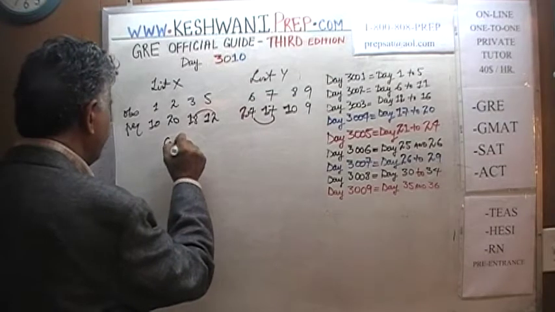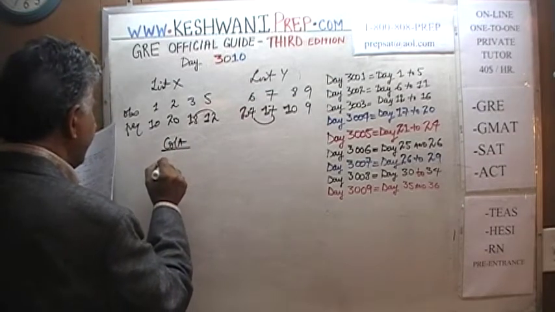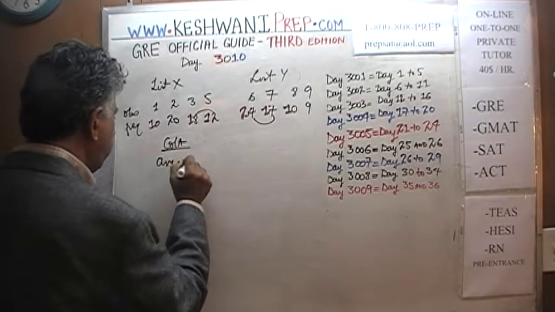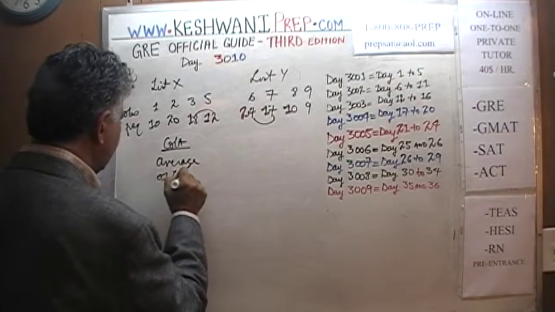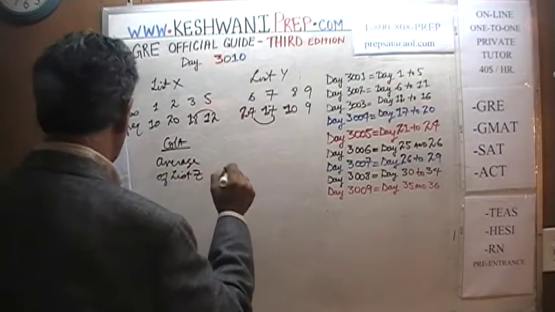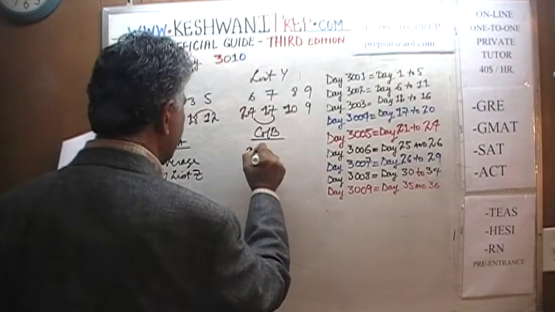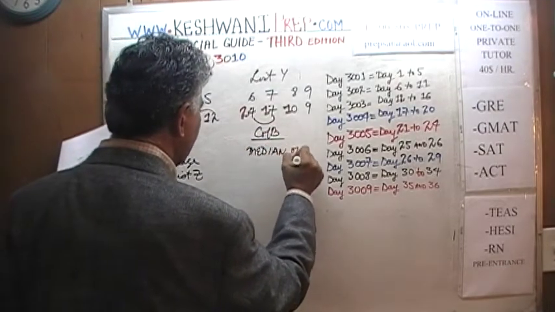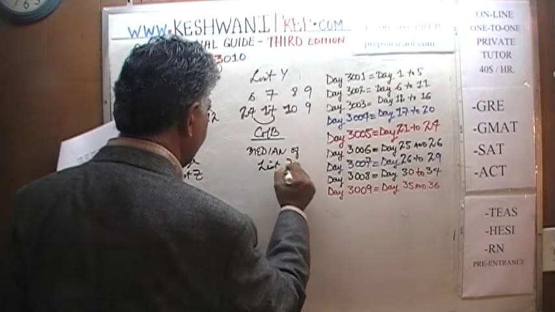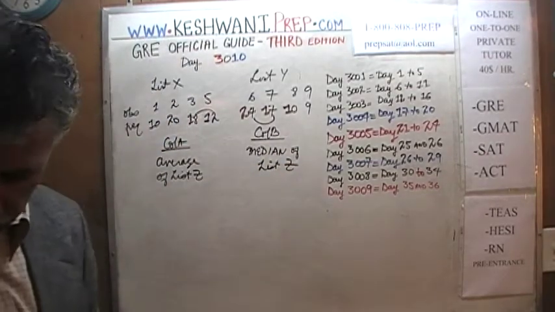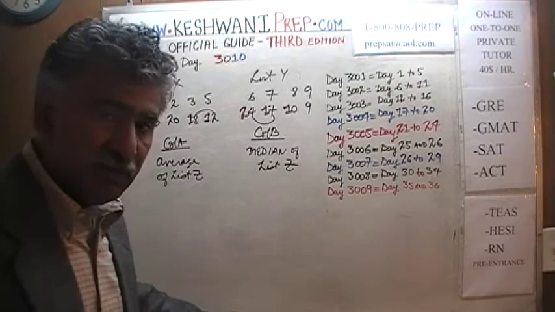Column A, we are asked to find the average of list Z, versus column B, where we are asked to compare it with the median of list Z. What we notice is that finding the median is a piece of cake.